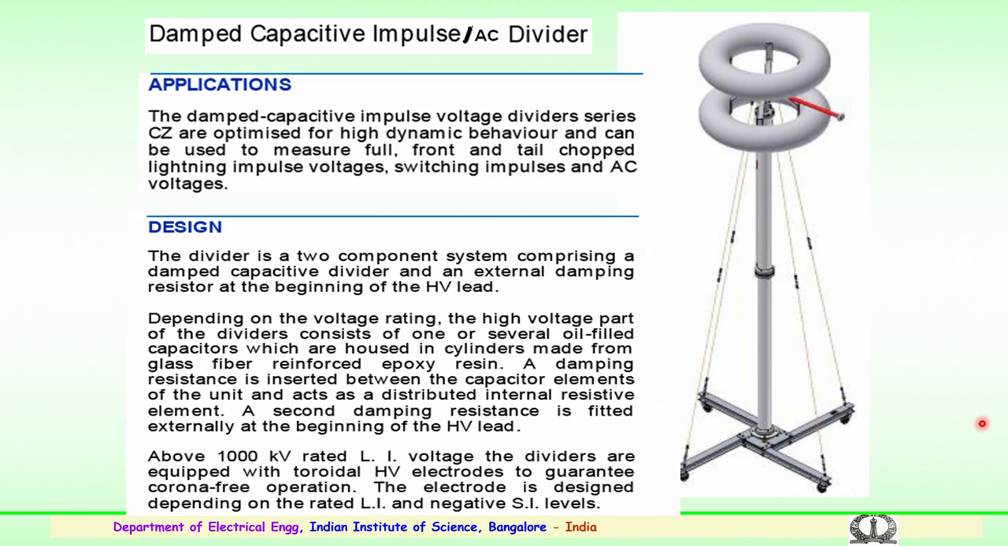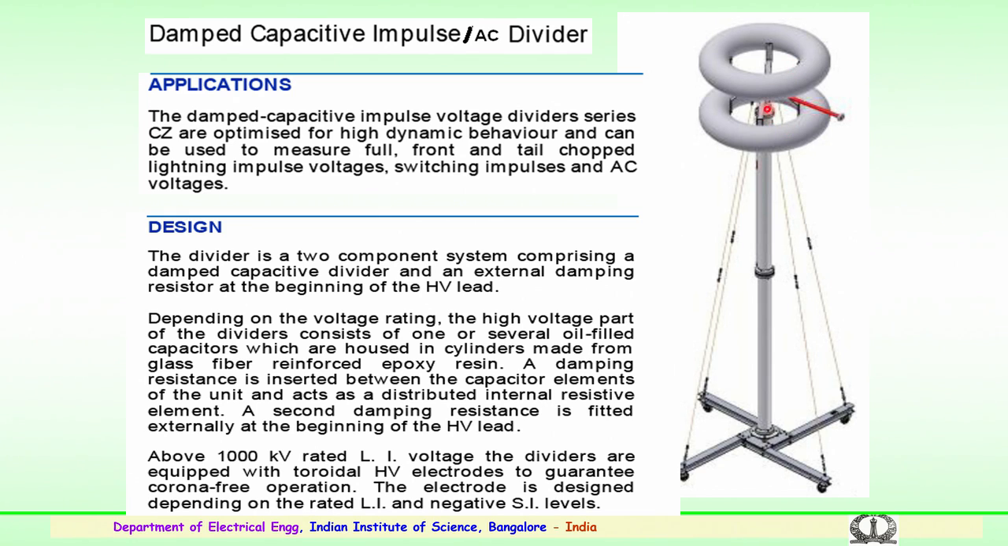The third type of dividers are known as the damped capacitive dividers, which could be impulse or AC dividers. So, they could be used for AC measurement or also for impulse voltages. The applications of the damped capacitive impulse voltage dividers are optimized for high dynamic behavior, and these can be used to measure either the full waveform or the fronted, the tail, or chopped lightning impulse voltages, switching impulse voltages or the AC voltages. So, this divider can be of multi-purpose use.